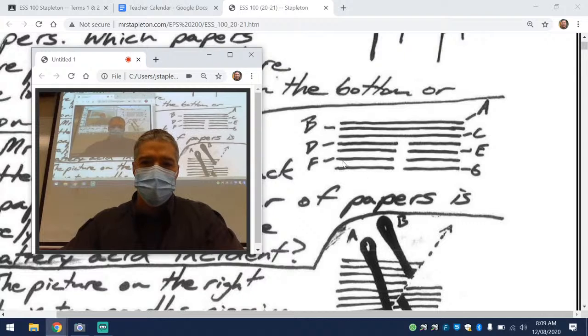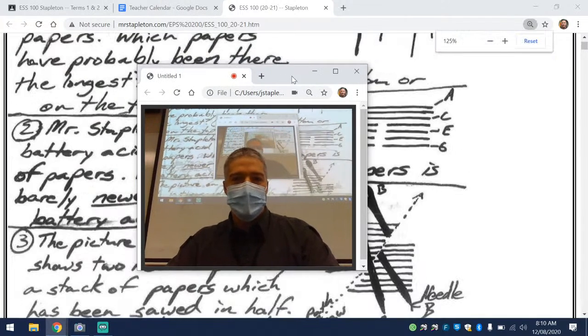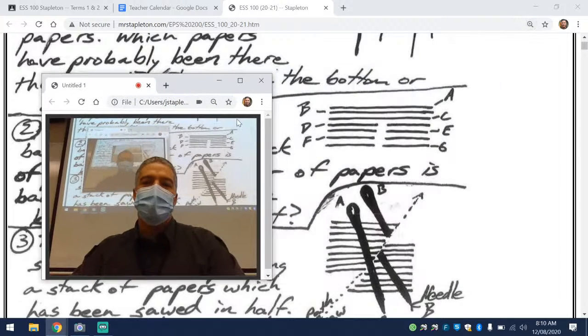So G would be the oldest, then F, then E, then D, then comes the battery acid spill that cuts through all those. It's got to be newer than all those. But then C comes along and is on top of that, so it's got to be younger. This is kind of confusing. It'll get less fuzzy.